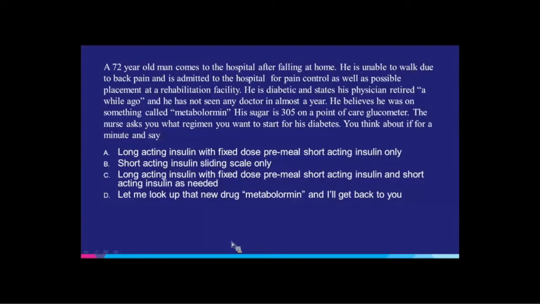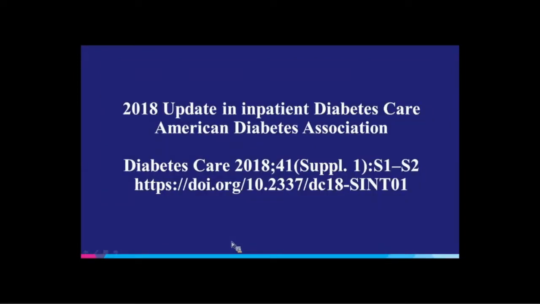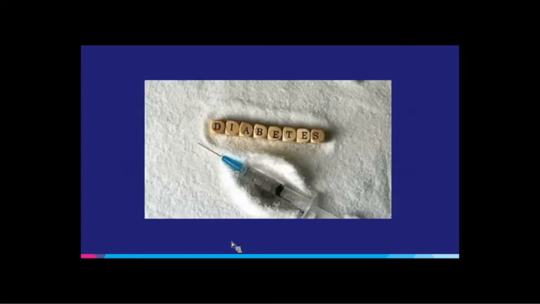So, this is the 2018 updated inpatient diabetes care from the American Diabetes Association. There is the reference for those who want to go and look it up. So, just a nice little picture here of diabetes. I used the one with the little words there, so you didn't think it was just a picture of cocaine or some other powder drug and a syringe.